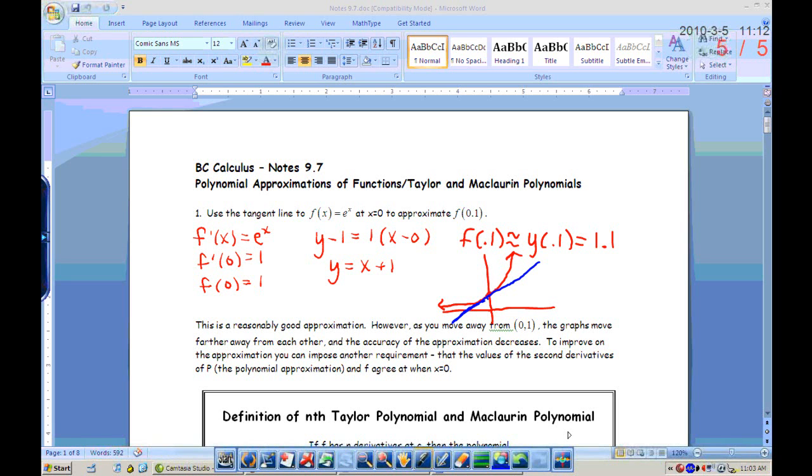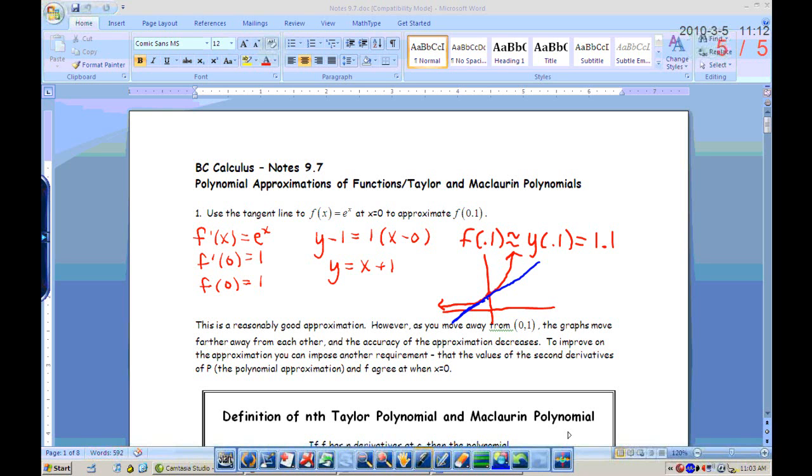All right, so if we want to use the tangent line to f of x equals e to the x at x equals 0 to approximate f of 0.1, then what we have to do is we first need to write the equation of the tangent line to f of x equals e to the x at x equals 0. Please make sure you show all your steps.